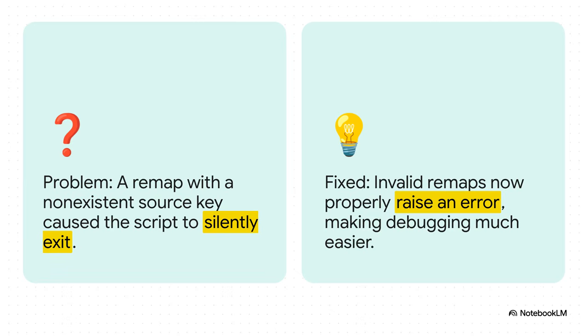Oh man, this next fix is a huge quality of life improvement. In the past, if you had a simple typo in a remap, like say you tried to remap a key that doesn't even exist, your script would just crash. Silently. No warning, no error, nothing. Now, AutoHotkey is smart enough to see that, and it will tell you exactly what's wrong. This turns a mysterious crash that could take forever to find into a really simple 5-second fix.